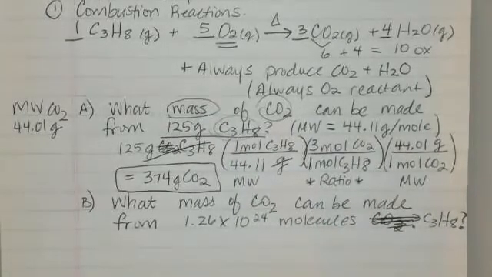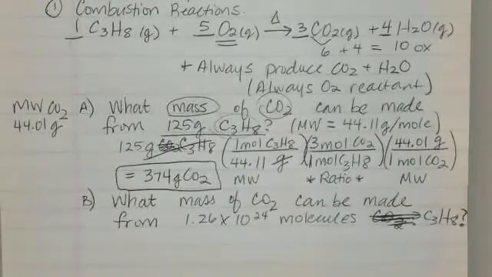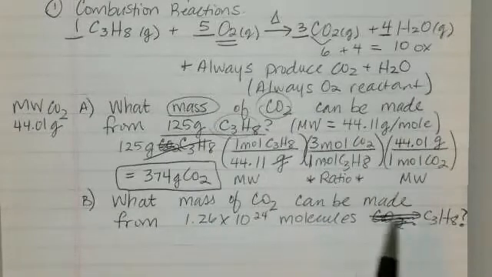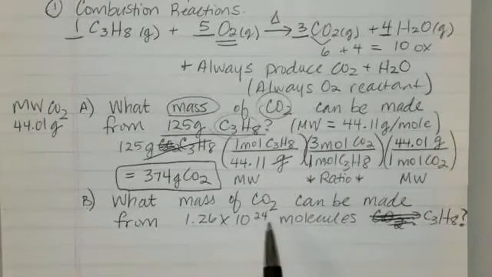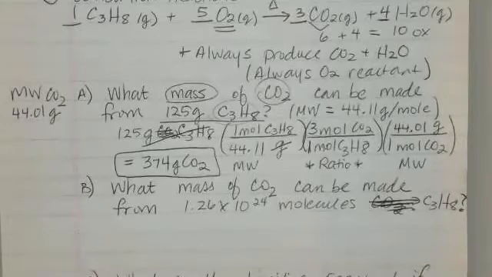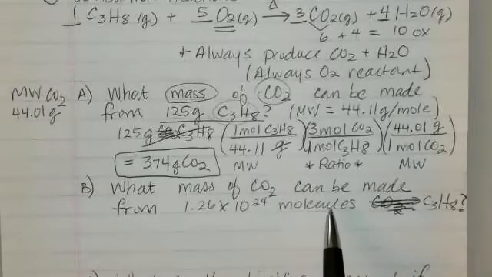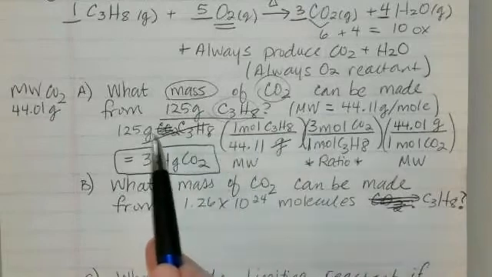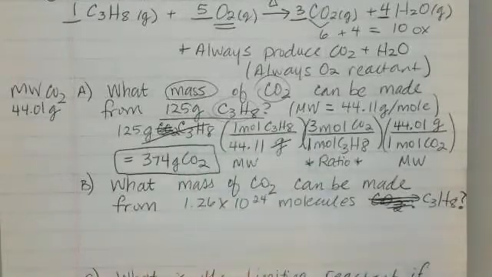All right, now the next question, we're going to use the same equation, but we're going to change it a little bit. We're still going to look for mass of CO2, but now we want to know what mass of CO2 could be made from 1.26 times 10 to the 24 molecules of C3H8. And what I wanted to emphasize here is that when we have molecules, we don't need molecular weight. Instead, the conversion is going to be different. We only need molecular weight if we're canceling out grams, right? And you saw this in chapter 3.